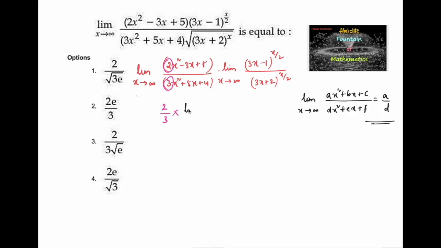And here we can write limit x extends to infinity. If I take 3x whole to the power of x by 2 common, so I can write 1 minus 1 upon 3x whole to the power of x by 2. Similarly in the denominator, 3x whole power x by 2 if I take common, so I can write 1 plus 2 by 3x whole to the power again x by 2.